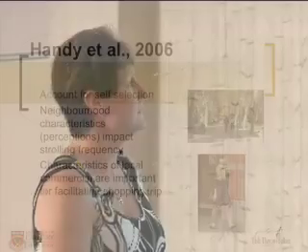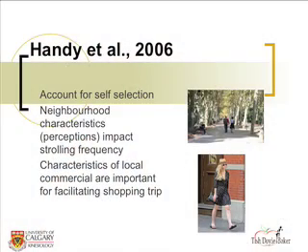Having said that, we thought we were pretty clever, but of course somebody else published this. And what they found is that when you account for self-selection, neighborhood characteristics and perceptions impact strolling frequency. Characteristics of local commercial are important for facilitating shopping trips. So she's walking to work, they're strolling. Somehow or other, we need to incorporate both of those into our environment so we get people out strolling and people walking as travel to work.